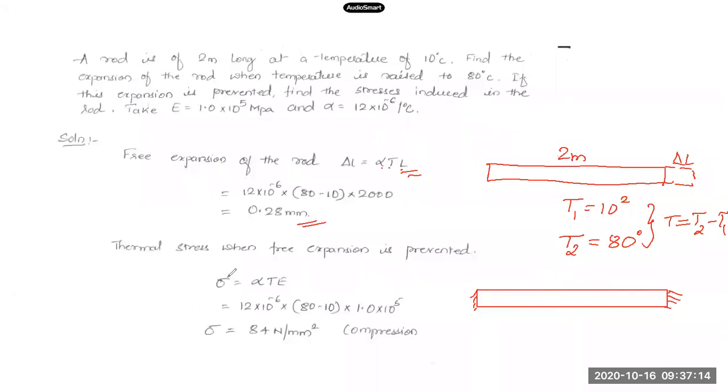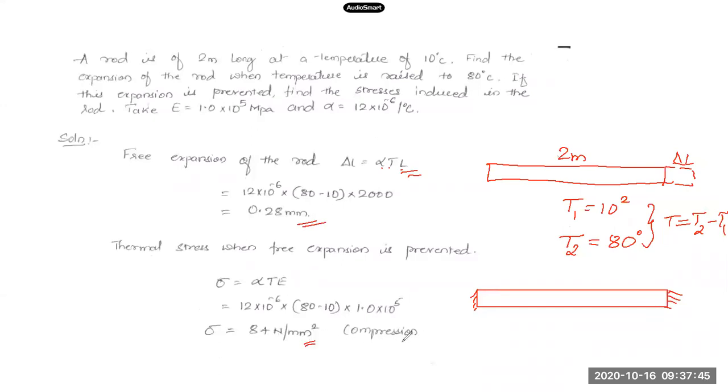So what is that? Stress sigma is given by alpha T into E. Same change in temperature, 80 degrees Celsius. Coefficient of thermal expansion is 12 into 10 raised to minus 6. So alpha into T into E, where Young's modulus is 1 into 10 raised to 5 here. So this is the Young's modulus. What that gives us is 84 Newton per mm square. These are the stresses that are developed.